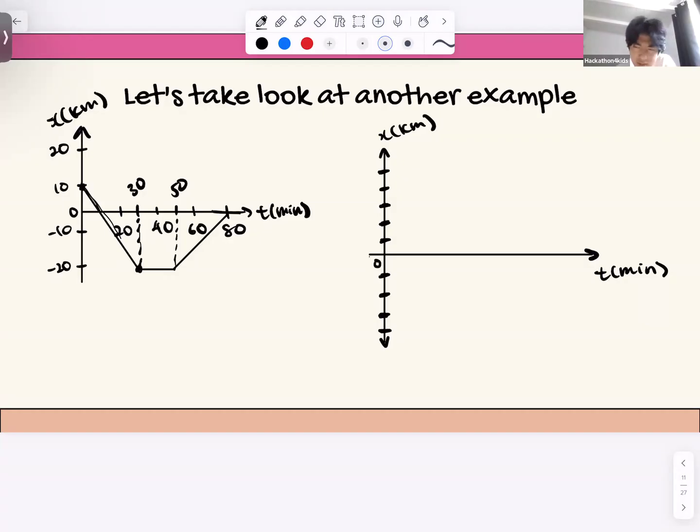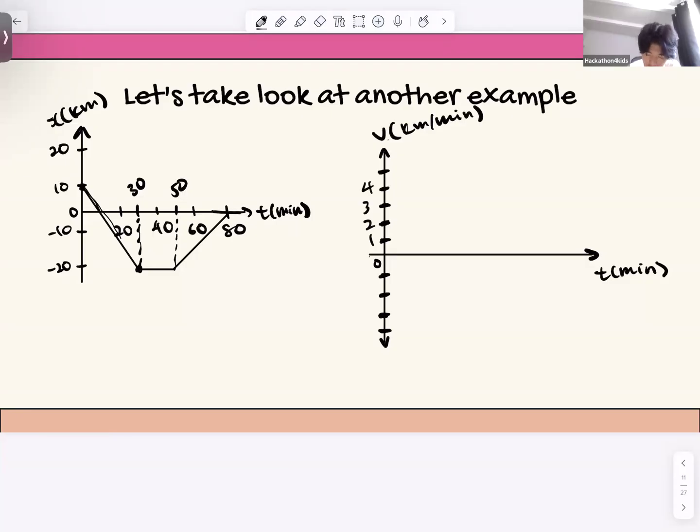So does anyone want to give a shot at this? You can just tell me how you want me to draw the velocity versus time graph. Sorry, this is supposed to be velocity. Or are you guys not done yet? Arjun, want to give this a shot?